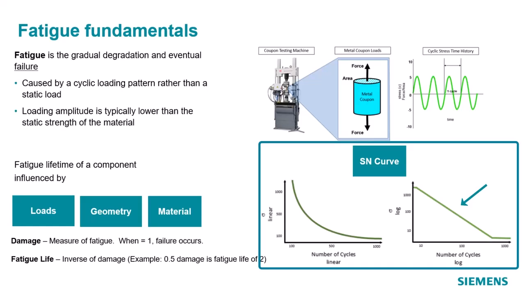It has a gradual downward slope because the number of cycles to failure increases as the stress is decreased. So this SN curve represents the material properties of the component we are testing. There are other factors which influence the fatigue life, like the load and geometry. We're going to be looking at the loads in the next few slides.